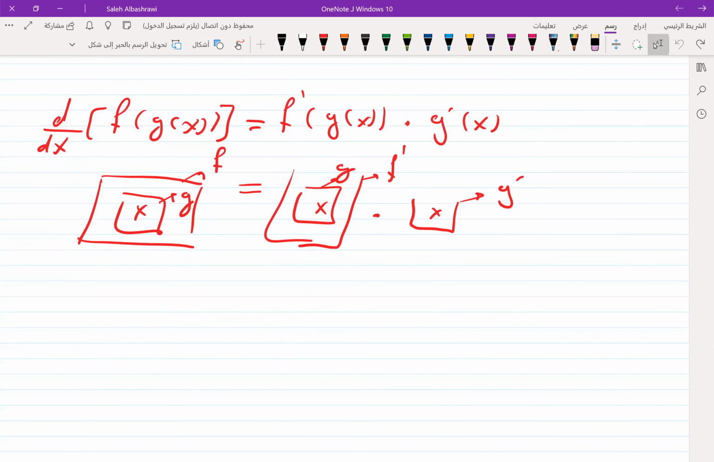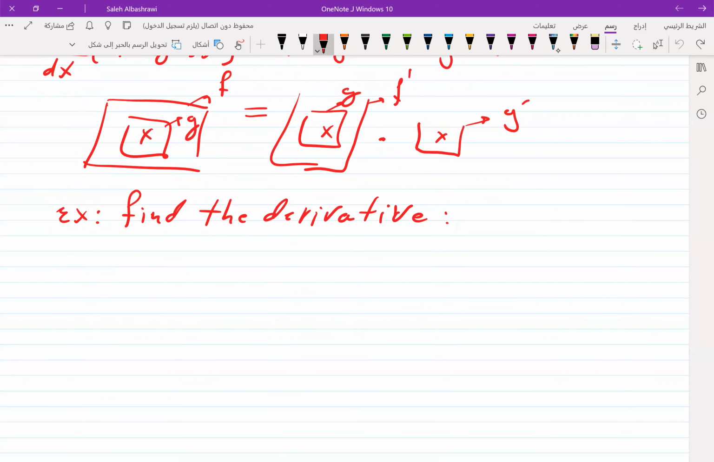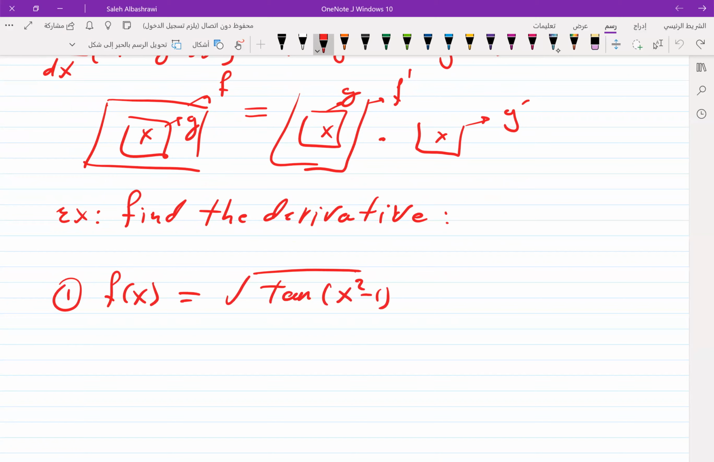And we gave some examples. In this part, we are going to give more examples about the chain rule. Find the derivative. Number one, let's see. f of x equals square root of tangent of x square minus 1.